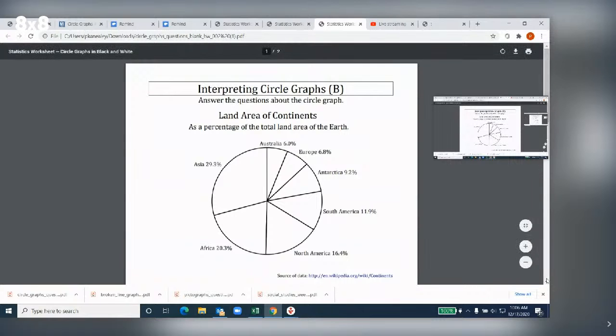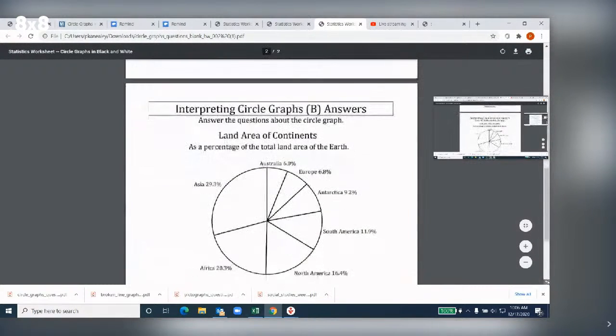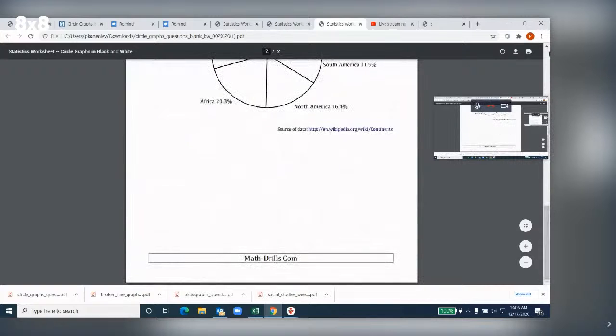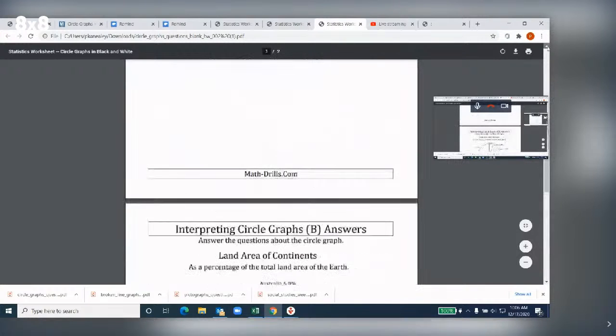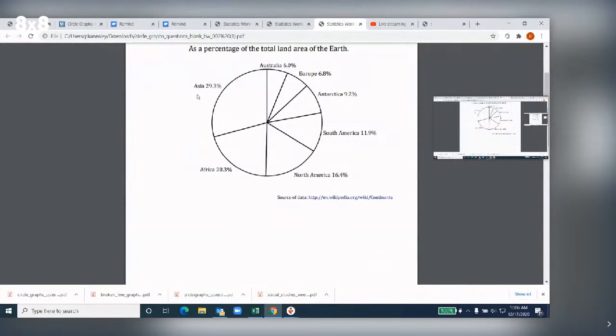Okay, so there aren't any questions that go with this, but obviously a question would be what continent has the most land area? You would say Asia. If you combine Africa and North America, is it bigger than Asia? Well, Africa is 20, North America is 16, so it'd be 36.7. Yes. Those are questions you might get.